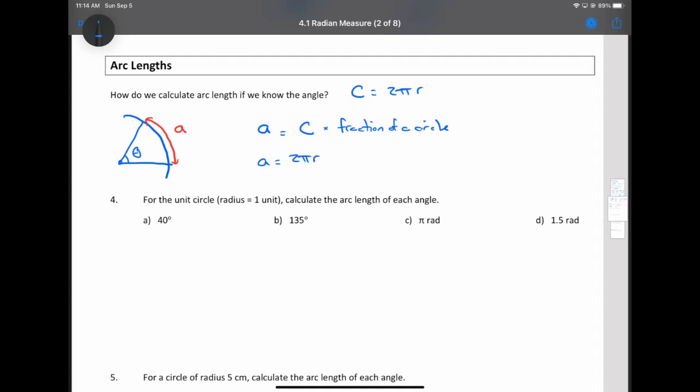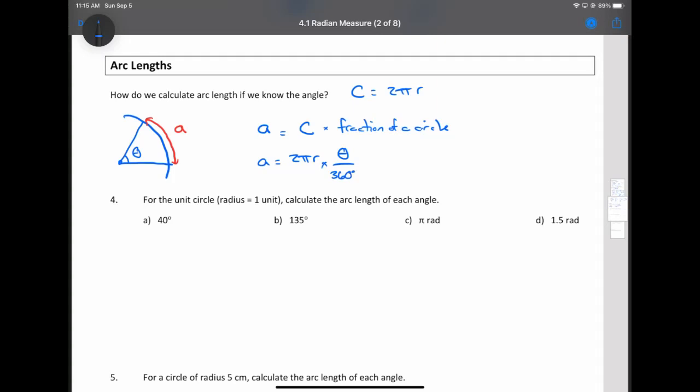So from there, what we can say is this is going to be equal to 2 pi r times the angle theta, or whatever variable you want to use, but I like using theta as an angle, over 360 degrees.